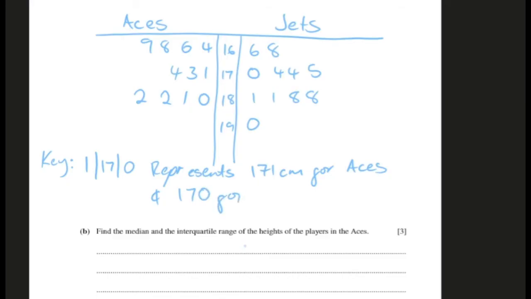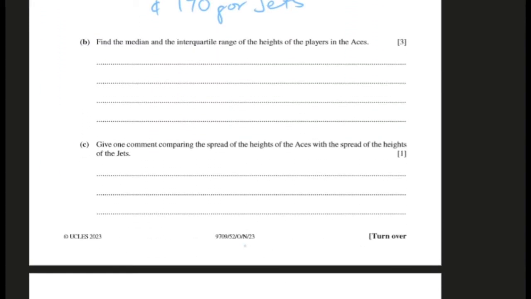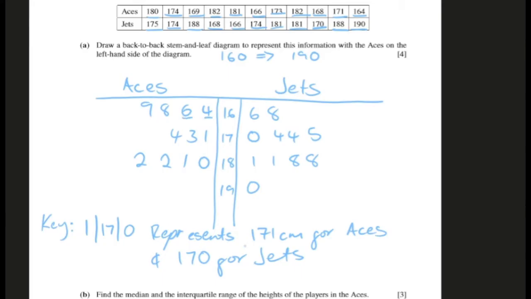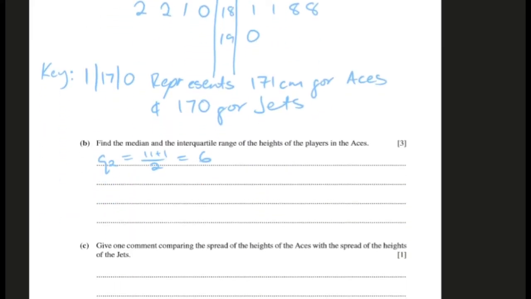Part B. Find the median and the interquartile range of the heights of the players in the Aces. Q2. So we have 11 players, so our median position is 11 plus 1 over 2, which is equal to 6. So we want the 6th player for the Aces. So 173 centimeters would be our median. Therefore Q2 is equal to 173 centimeters, and they want the interquartile range.